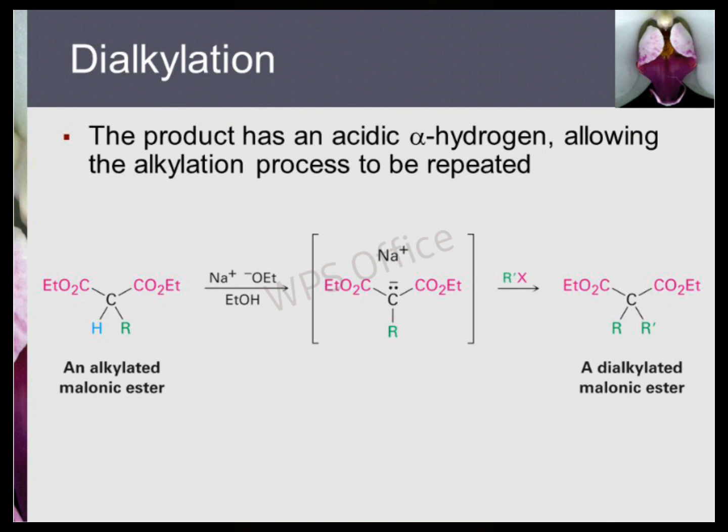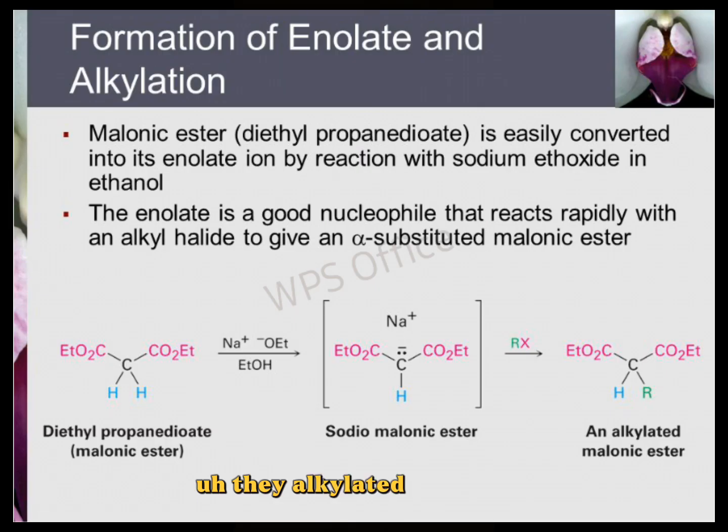Dialkylation. The product has an acidic alpha hydrogen, allowing the alkylation process to be repeated. In the figure below, we have the example: the alkylated malonic ester yields the major product, the dialkylated malonic ester.